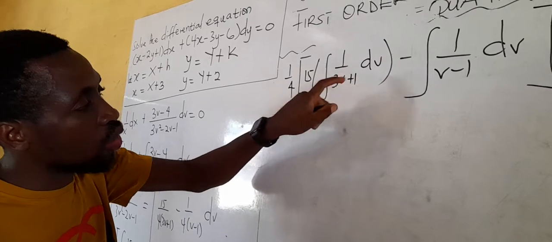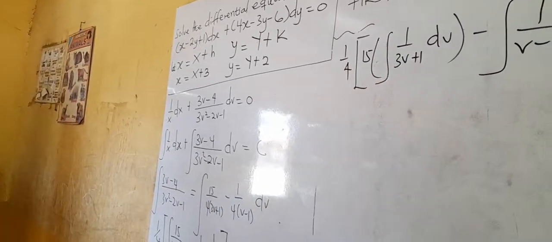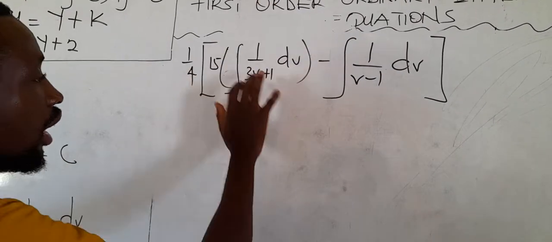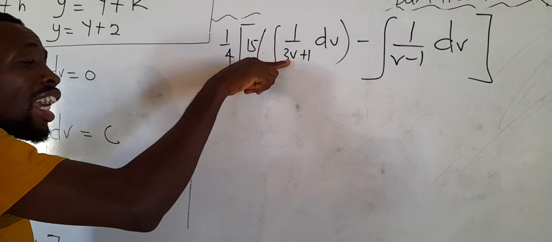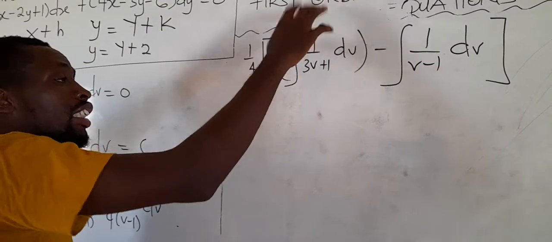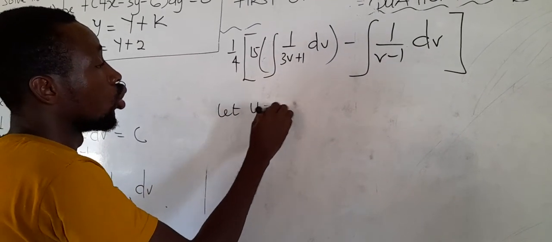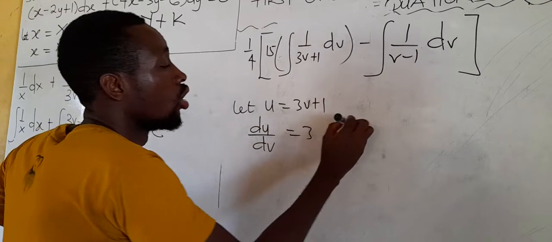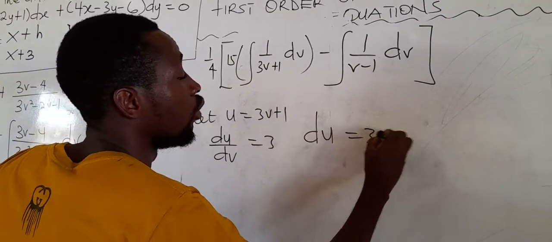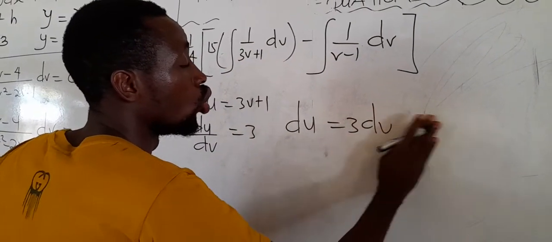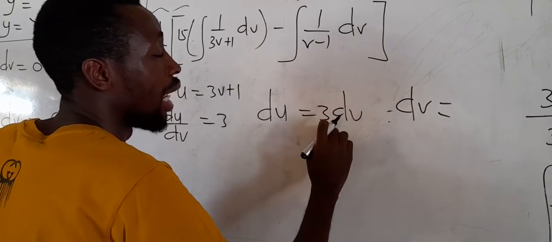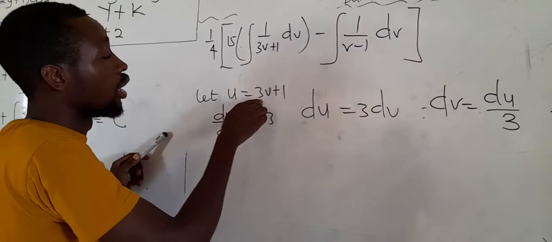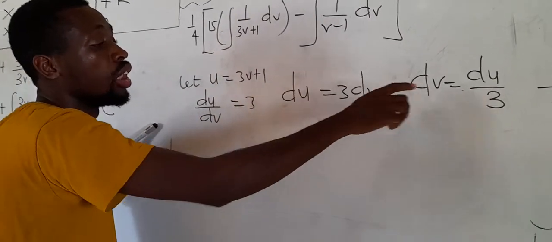Now, how do we solve this? We know that this will just be ln V minus 1. So remember, we said the integral of this is just ln V minus 1. What of this? It will not be straightforward ln 3V plus 1, no, because remember, there is a constant multiplying here. So we solve this by integration by substitution. We let u be equal to 3V plus 1. So our du over dV is 3, right? So our du will be equal to 3 dV. Then we need dV alone, so we divide both sides by 3. So our dV will be equal to du over 3. So now, in place of 3V plus 1, we'll put u, and in place of dV, we'll put du over 3.